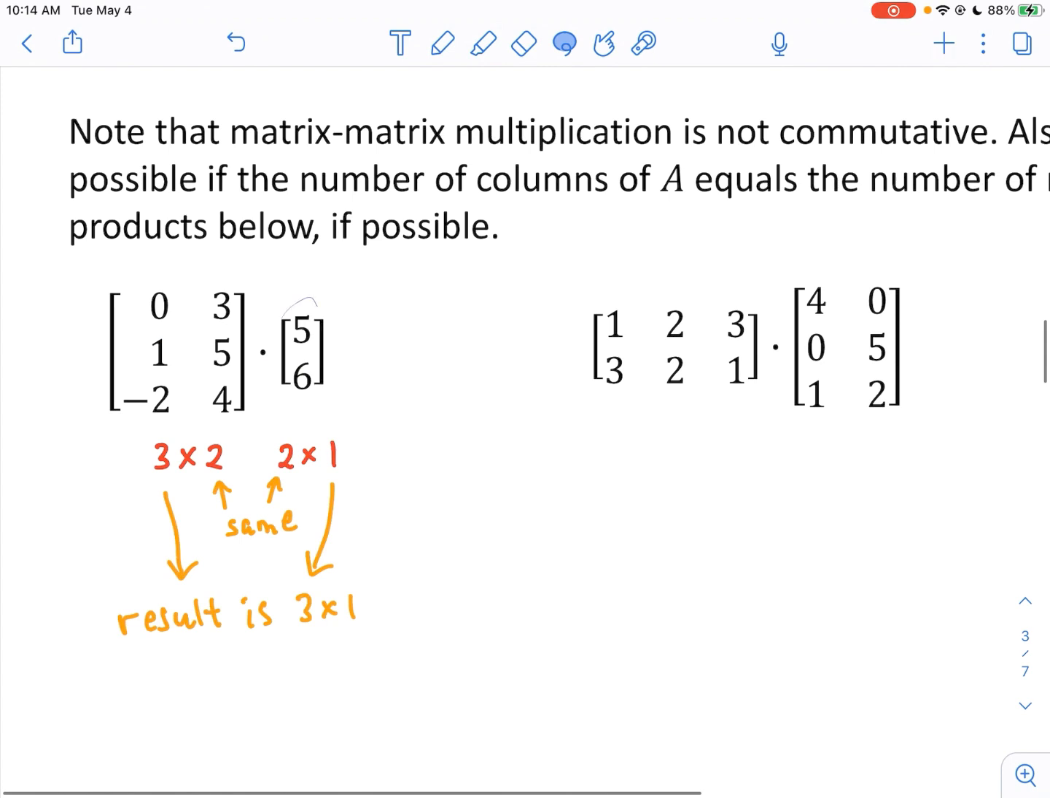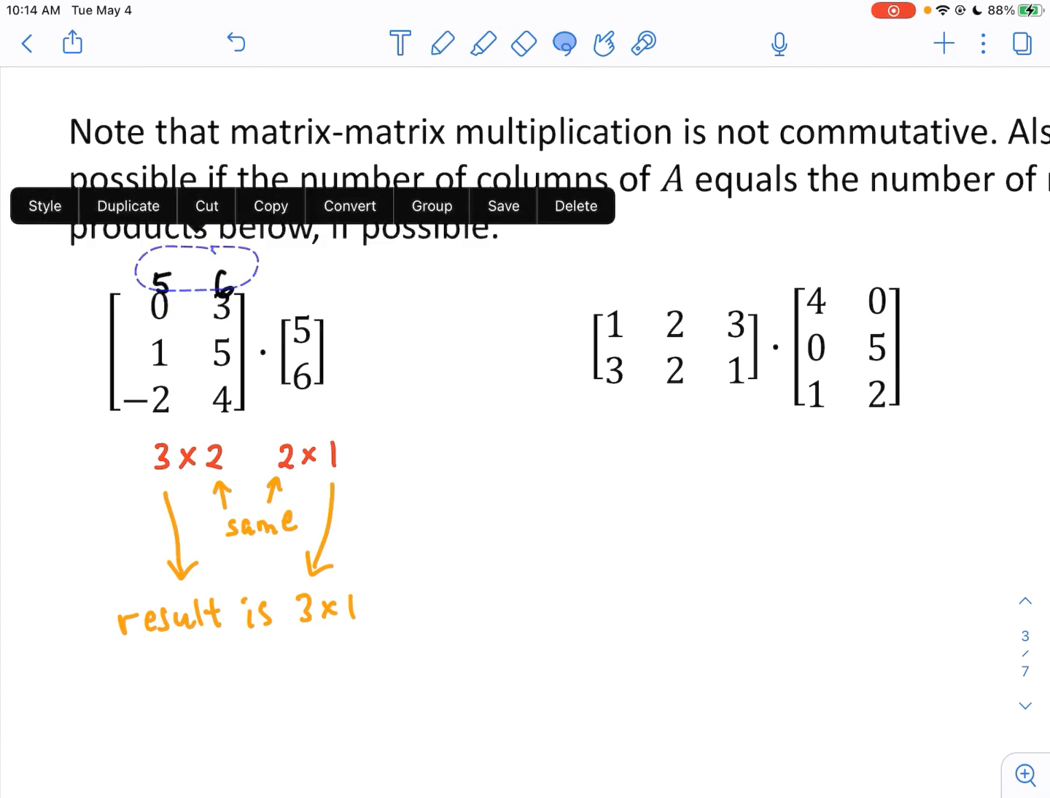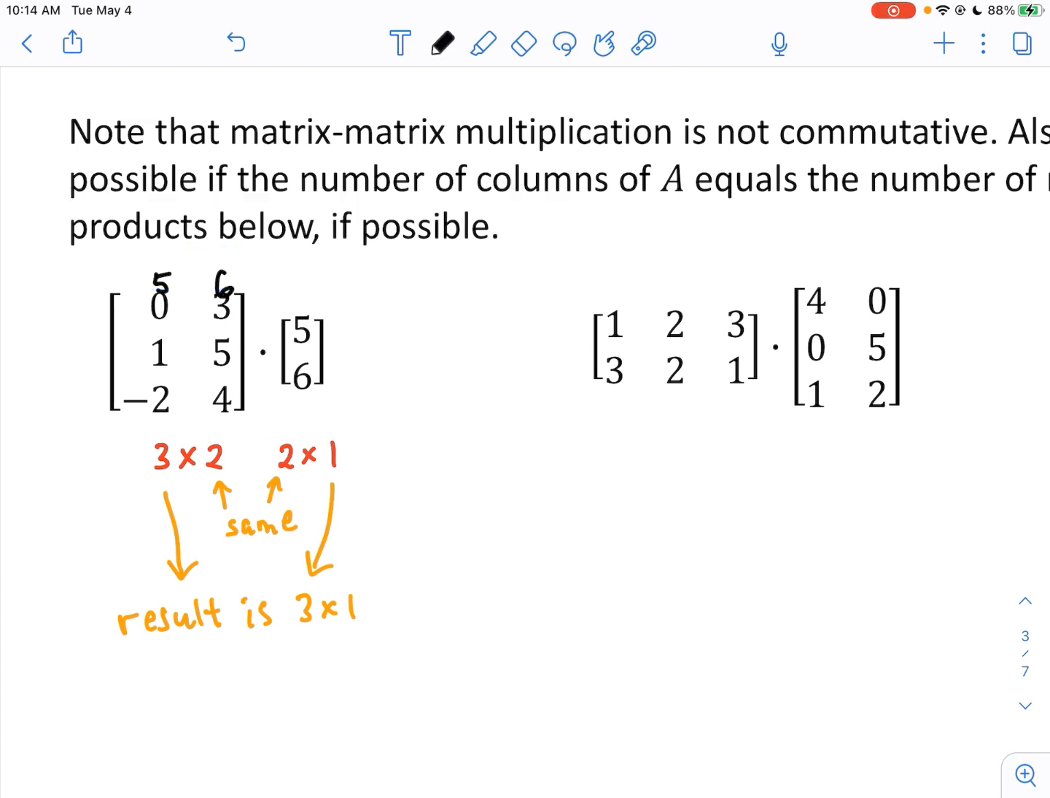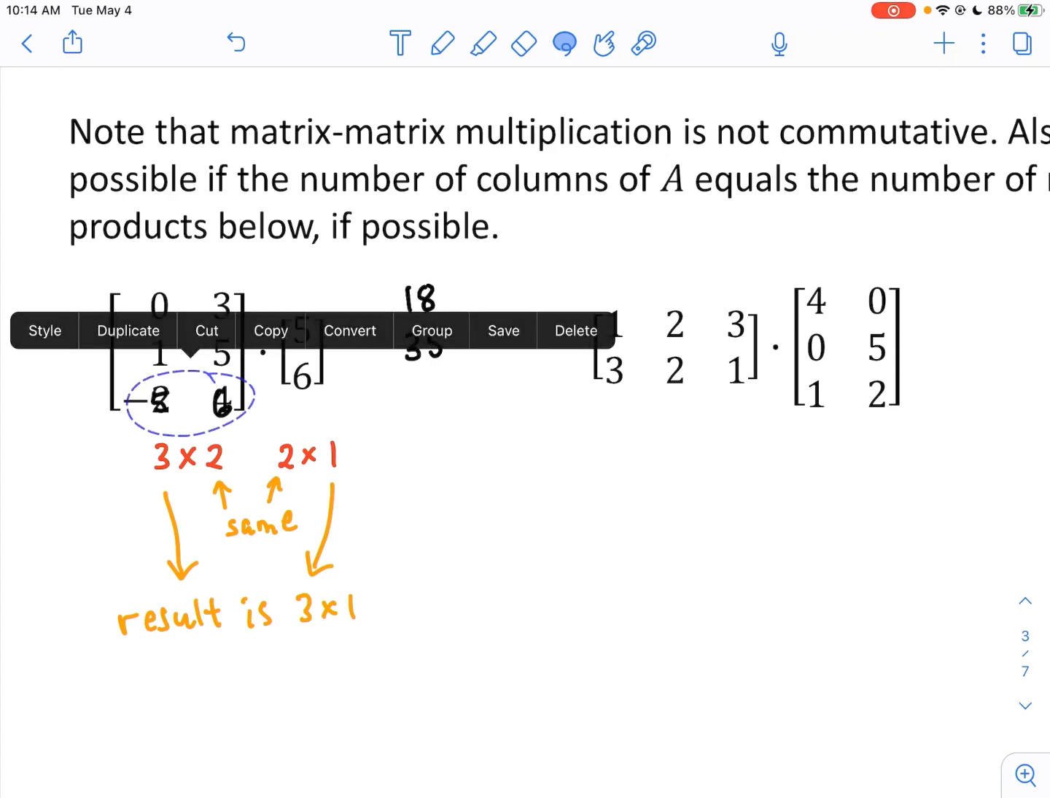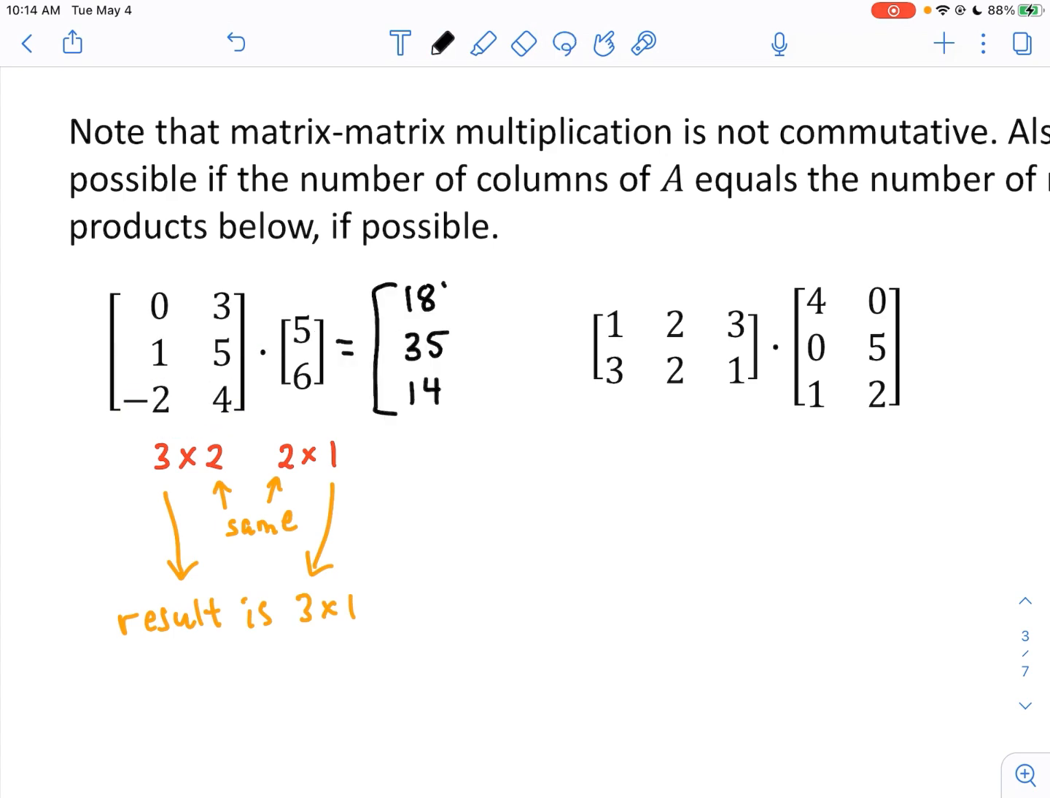Let's go ahead and get our answer now. So we take the 5, 6, and then we drop the 5, 6 onto these entries. 5 times 0 is 0, 6 times 3 is 18, so we're going to get 18 as the first entry. Then we drop the 5, 6 onto the 1 and 5. So 5 times 1 is 5, 6 times 5 is 30, add those together, we get 35. And then we're going to drop the 5, 6 onto the last row. 5 times negative 2 is negative 10, 6 times 4 is 24, and negative 10 plus 24 is 14. And this is our 3 by 1 result.